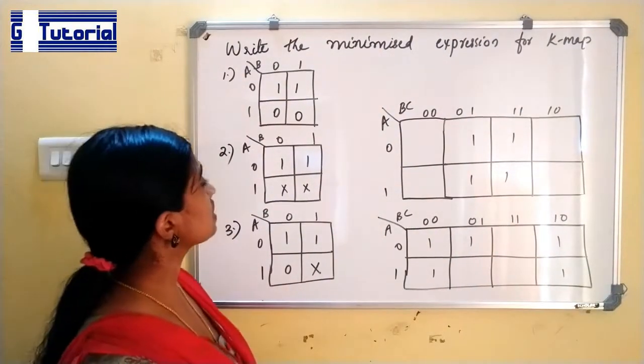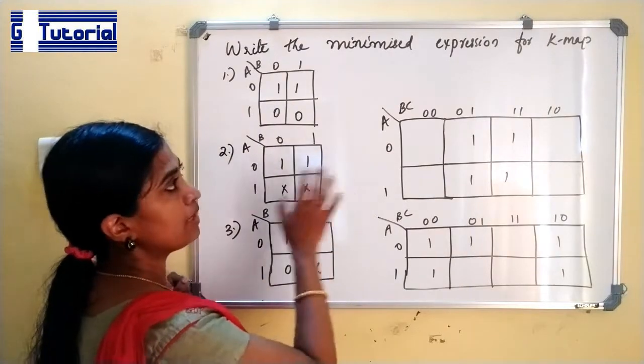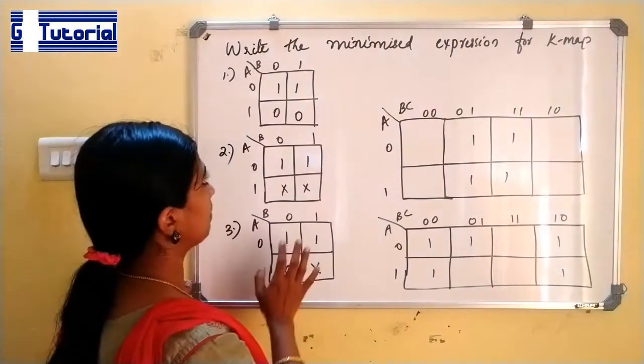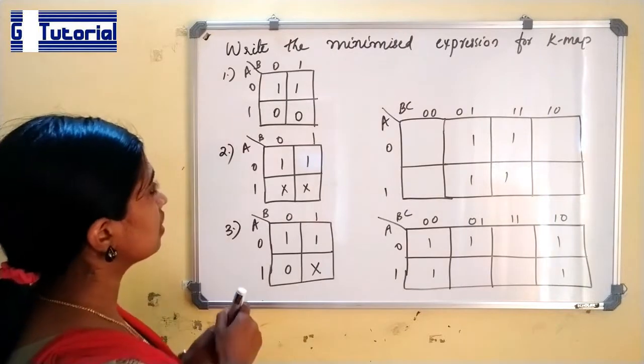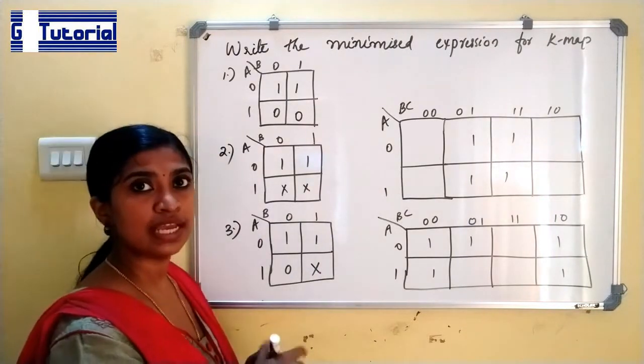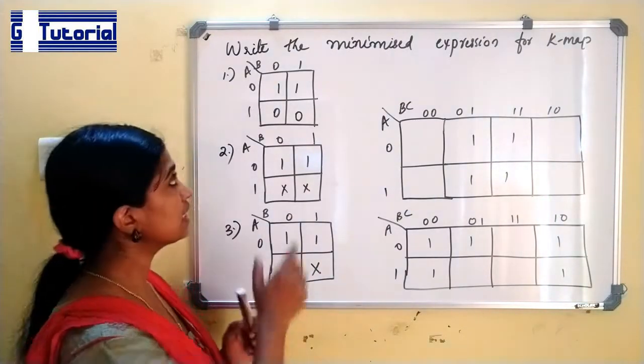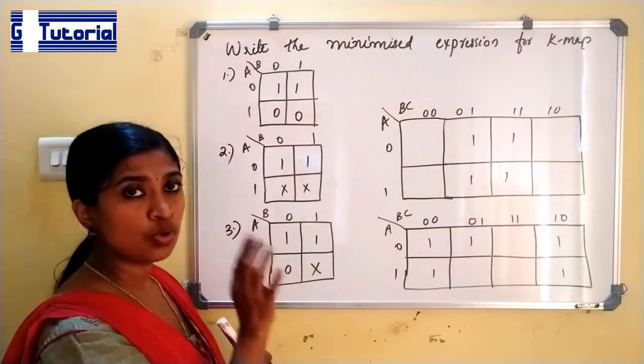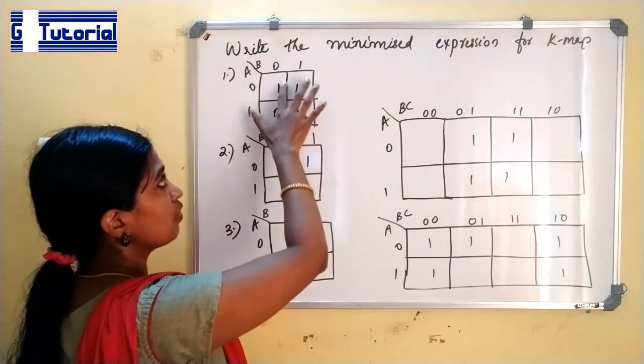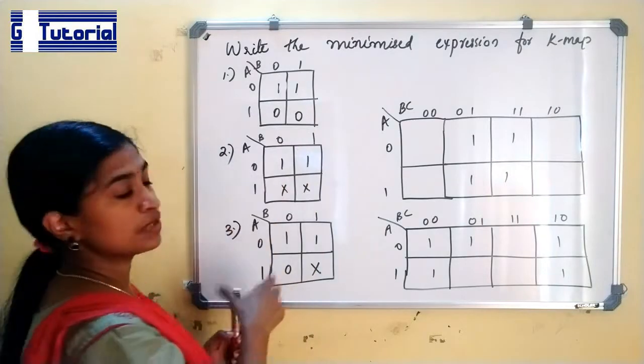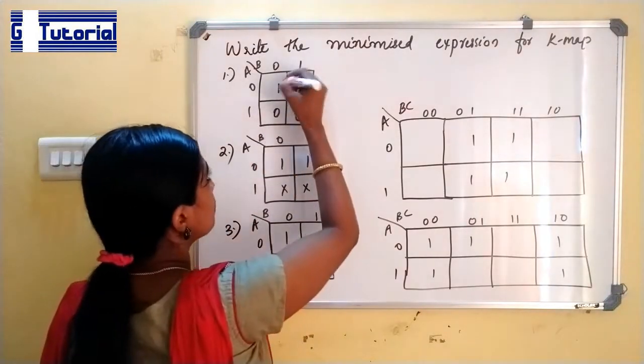This is the first question. We are asked to find the minimized expression for each of the K maps. In each of these questions we are considering a sum of product expression. That is, each of these terms are min terms. So we are considering the output as 1, writing the expression only for those cells whose output is 1.